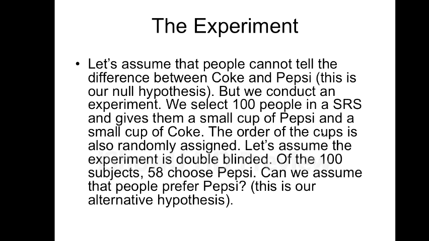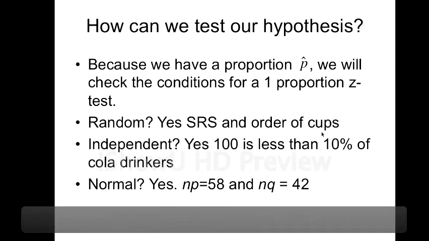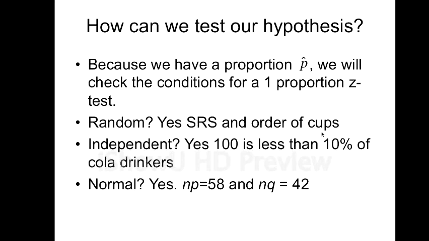Okay, as you can see, we've set up an experiment. We have a null hypothesis and an alternative hypothesis. How can we test our hypothesis? Well, it's a proportion, so we check the conditions for a 1 proportion z-test. Random, yes. Independent, yes. Certainly less than 10% of all the population. And because it's a proportion, we check the normality of our sampling distribution by np and nq.